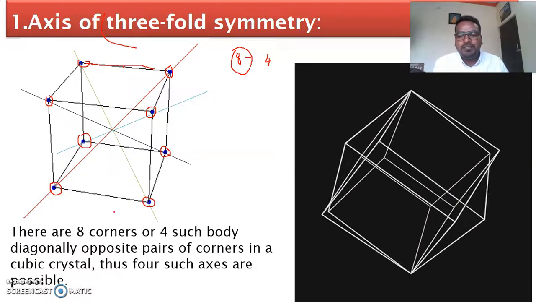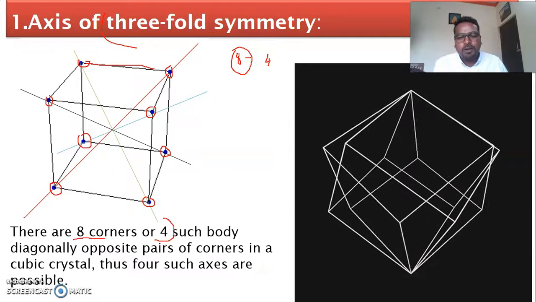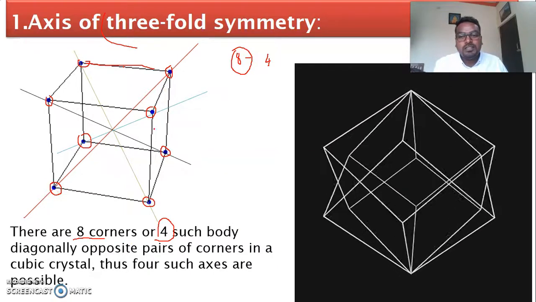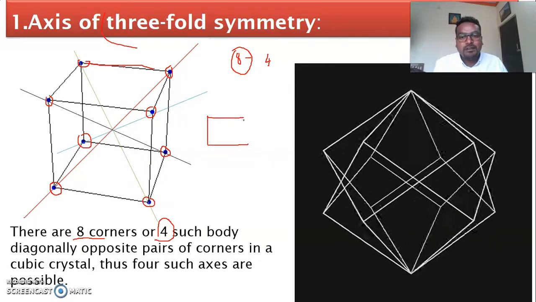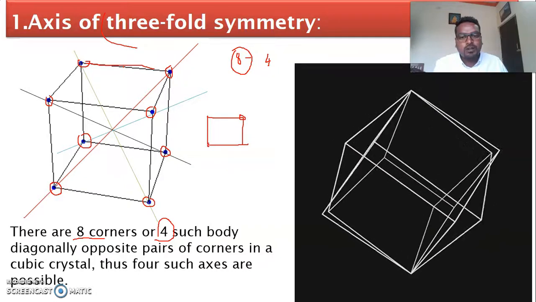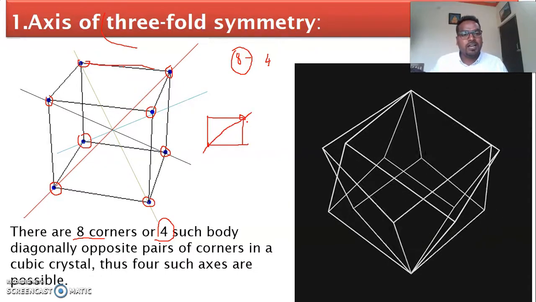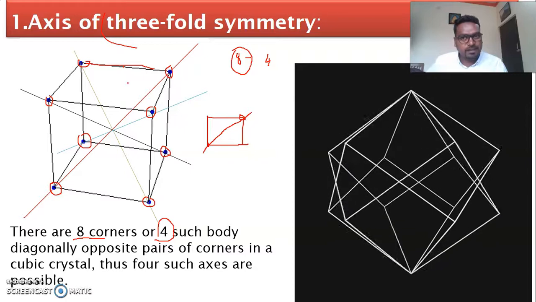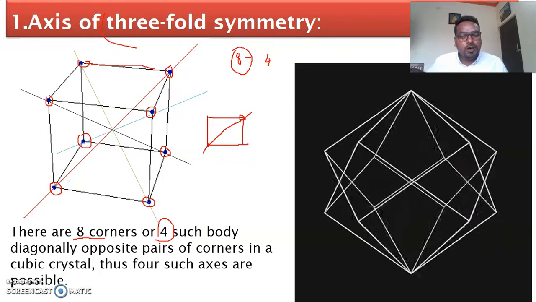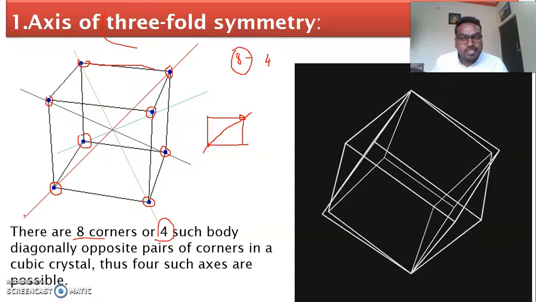So in the case of a cubic crystal, as I said, there are 8 corners and 4 such body diagonal lines. It passes through two opposite corners, dear students. For example, if you consider a cube, this is one corner, this is another corner. Suppose the line is passing through these, this is not a body diagonal, it's a face diagonal. But you observe here, in this case it passes between exactly two opposite corners, so it passes through the body.